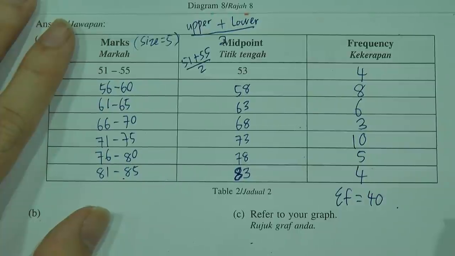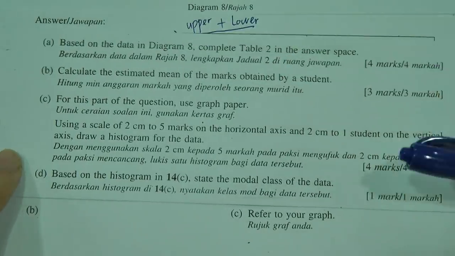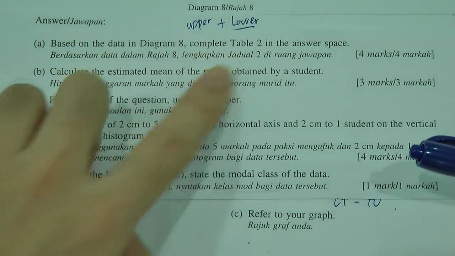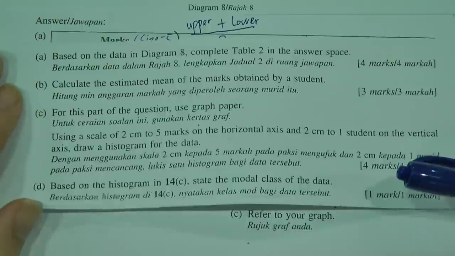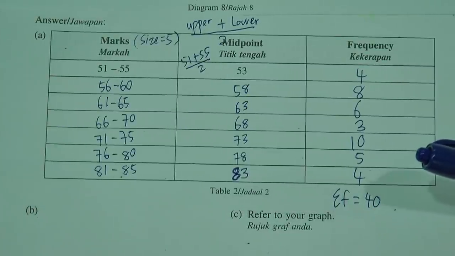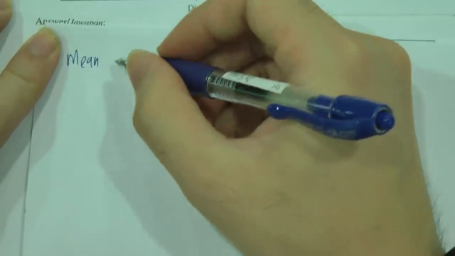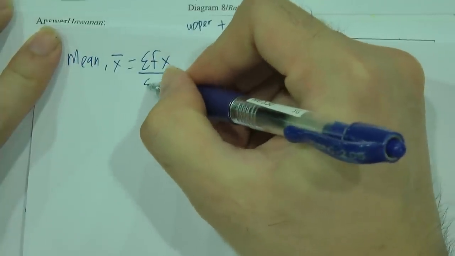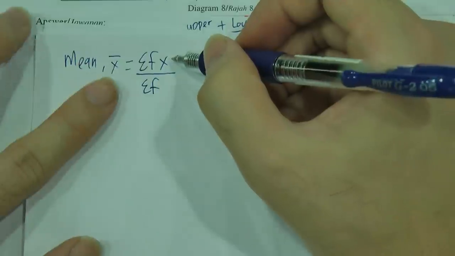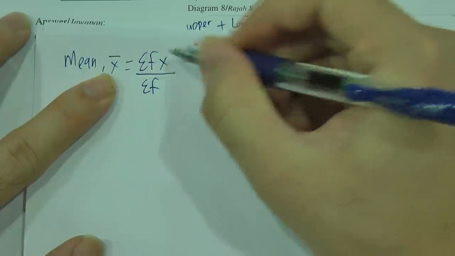Alright? Okay. When done this part, now we look back at the questions. The question here mentions, based on the diagram A, complete the table 2, so we just complete. Calculate and estimate the mean obtained by the student. Alright, when you want to calculate mean, what is the formula for mean? Remember when you want to calculate mean, the formula will be sum of fx divided by sum of f. x here stands for midpoint. Of course, f is frequency.